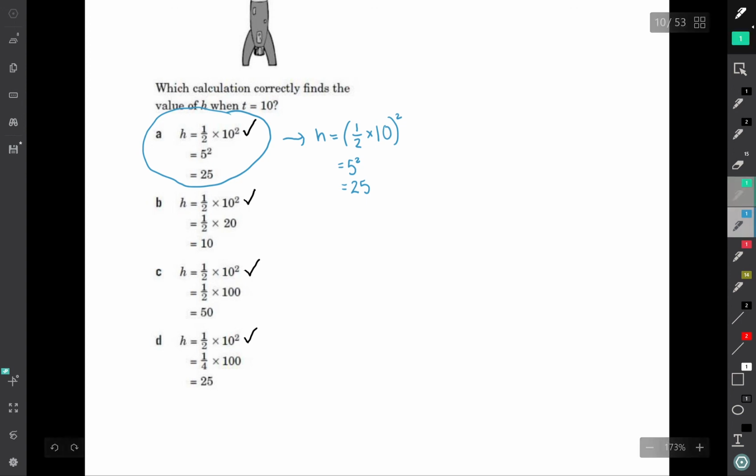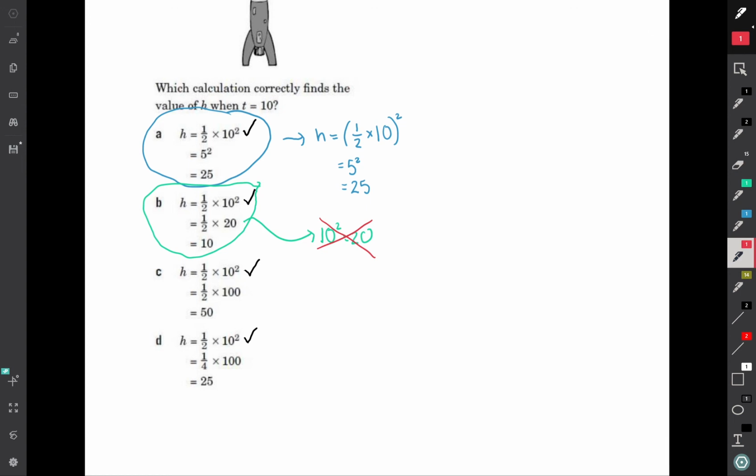Okay, let's look at B. I can spot the mistake in B. Can you guys? Well, it's pretty straightforward, right? They're saying 10 squared is equal to 20. Well, that's not right. 10 times 2 is equal to 20, but 10 squared is 10 times 10, which is not 20. Okay, so let's move on to C and see how that goes.